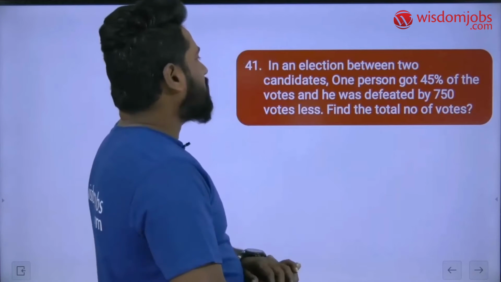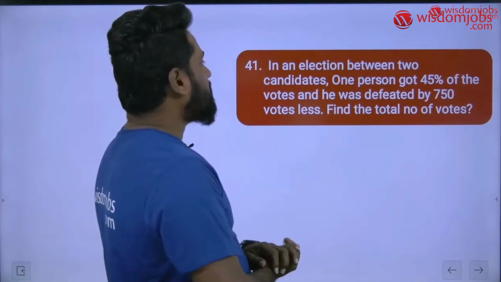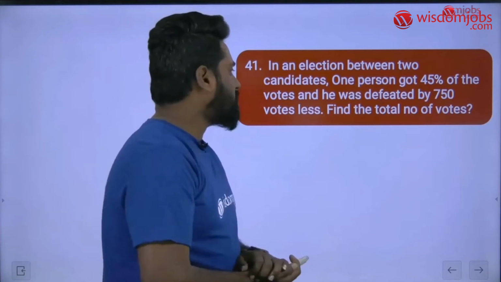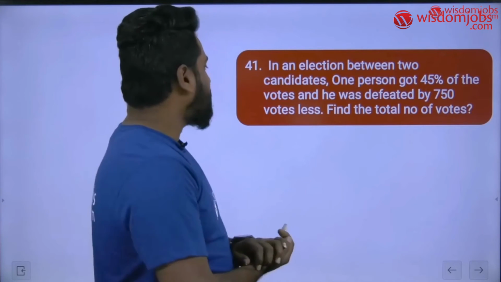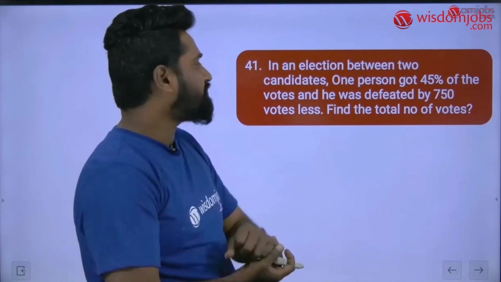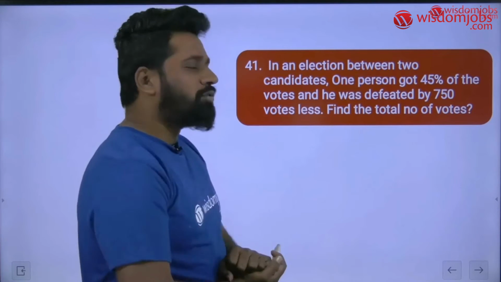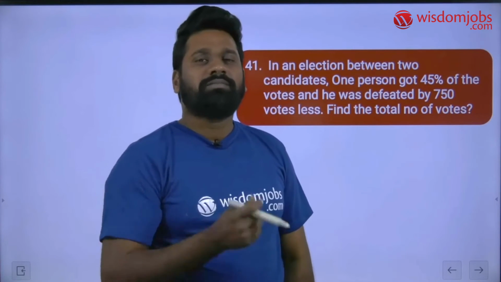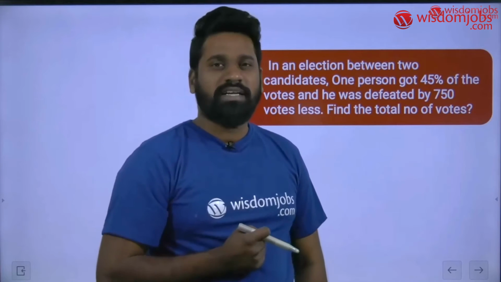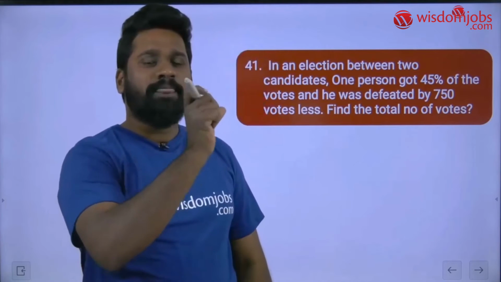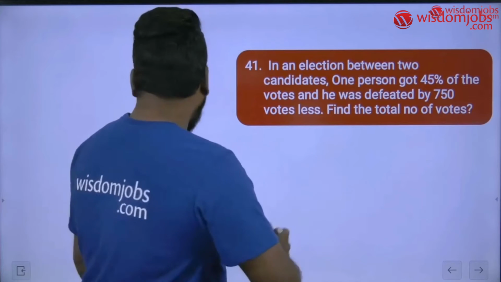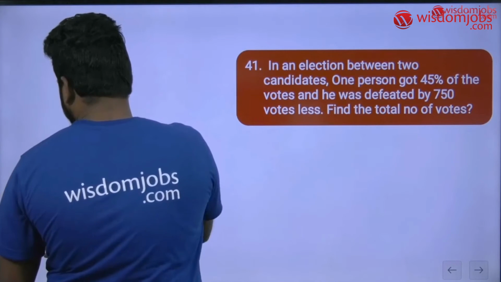So coming to this question, in an election between two candidates, one person got 45% of the votes and he was defeated by 750 votes less. Find the total number of votes. Just now we discussed whether you win or lose is based on the difference of the votes. That indicates you got less votes or more votes, which is the difference of votes between the two persons. Is it clear? So again here also two persons are participating.